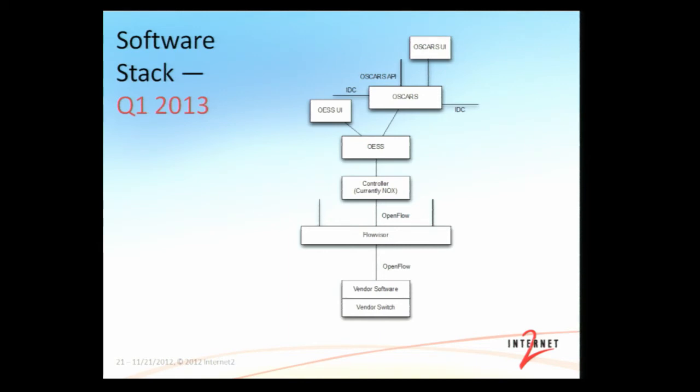It speaks OpenFlow out of the north and southbound APIs. The idea is that we can run our production layer 2 services in one slice and potentially down the line use the other slices for different things. Next slide.